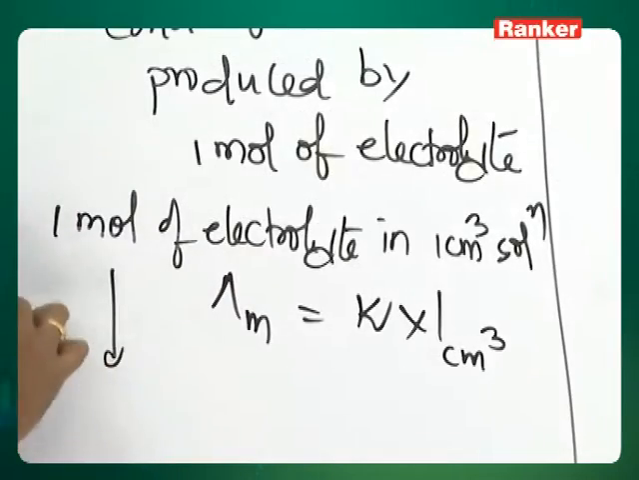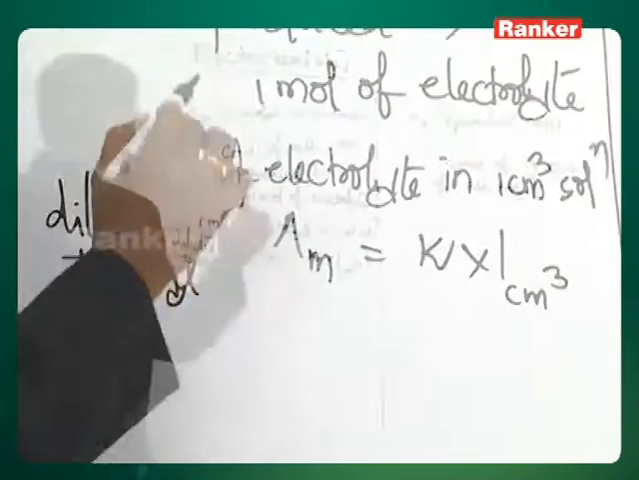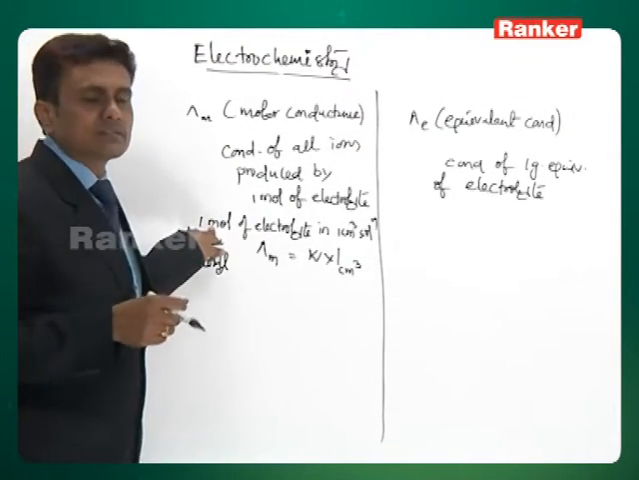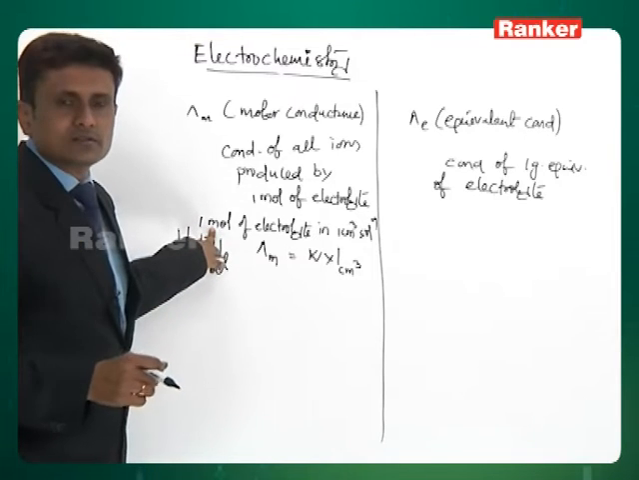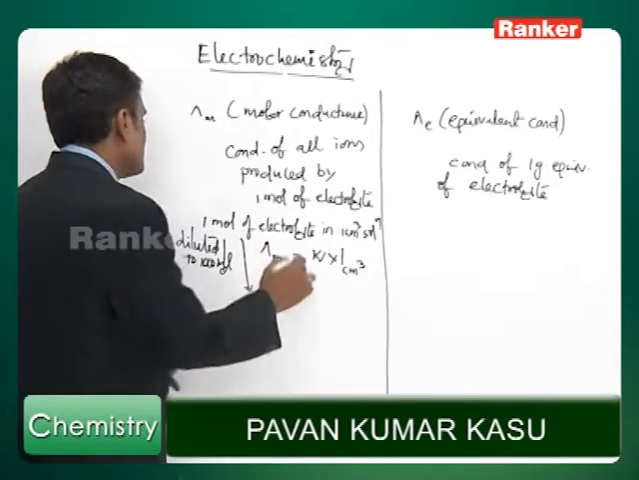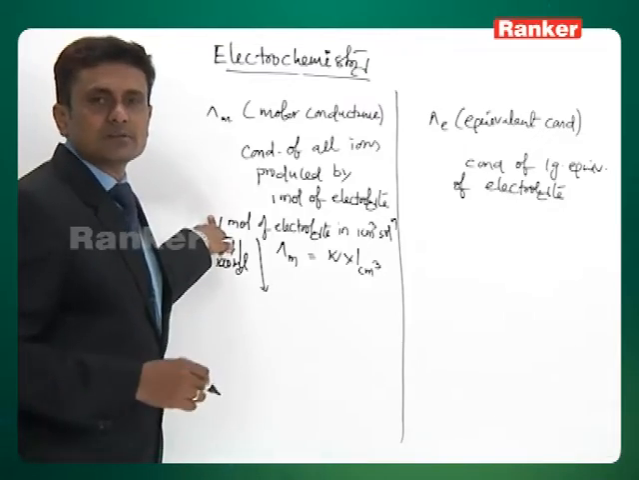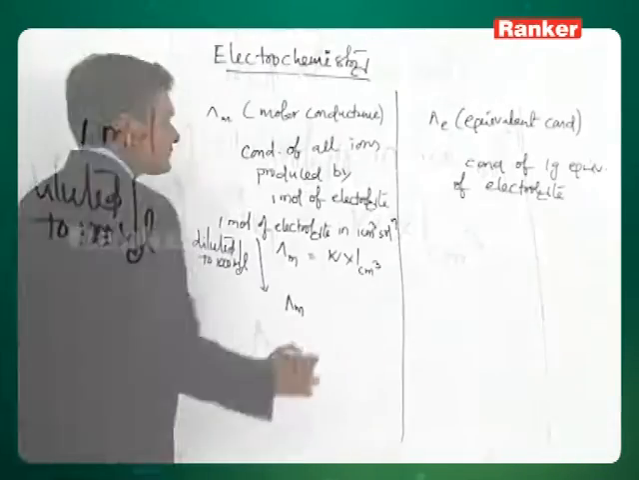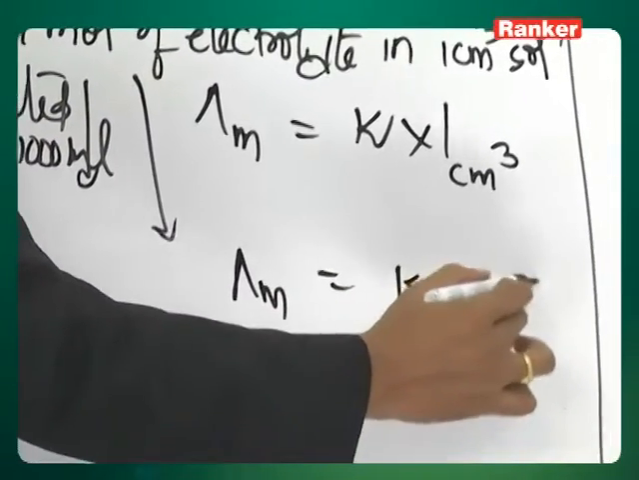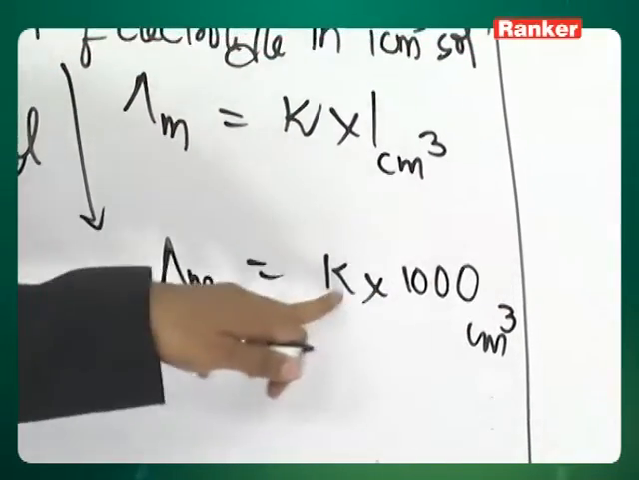Now suppose I have diluted this. Suppose this solution is diluted to 1000 ml. You know that upon dilution the moles or equivalents are not going to change, so what is going to change is only the concentration. Although the volume becomes 1000 ml, the amount present will remain as 1 mole and it will still remain as lambda m. But this K term will become how much? K into 1000, because 1 centimeter cube constitutes K, so 1000 centimeter cube will become K into 1000.